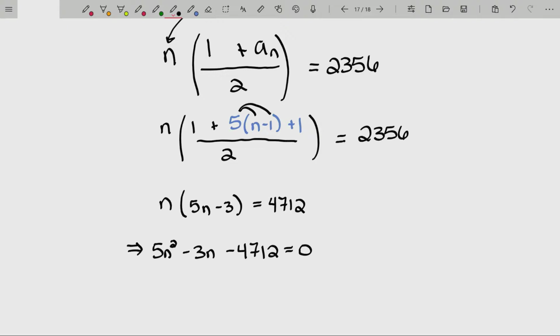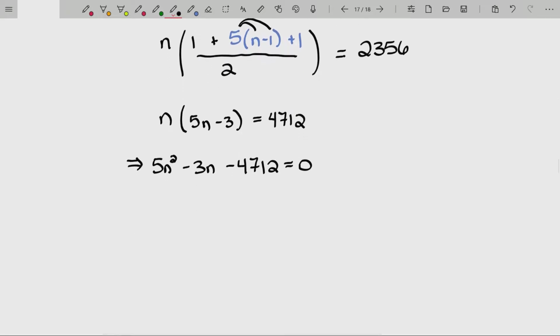Now, I don't know about you, but I don't know two numbers that multiply to 4,712 and add somehow to get to negative 3. So I am going to go ahead and use the quadratic formula here, because I'll spend more time trying to factor this than I will just using the quadratic formula. If you haven't watched my videos on factoring and solving quadratic equations, my advice is always to try to factor for the first 20 seconds. If you can't factor it in 20 seconds, then move on and use the quadratic formula. I immediately know it's going to take me more than 20 seconds to try to factor this, so I'll just use the quadratic formula.